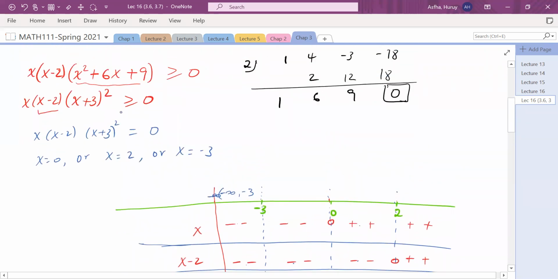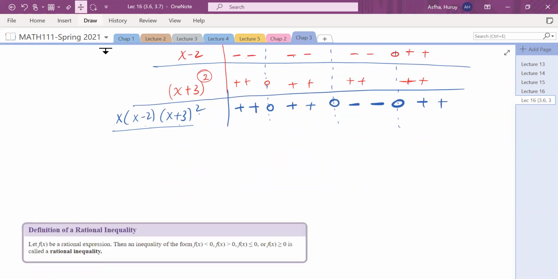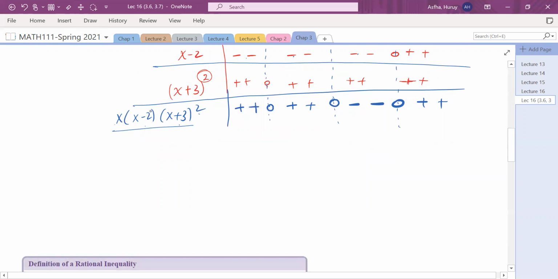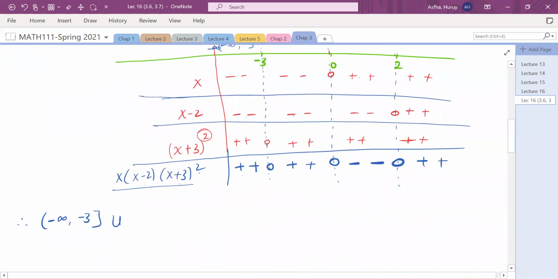Now, the question is, on which interval is this expression positive? That's what it's saying here. As you can see, this polynomial is positive at 3 different intervals. Therefore, the solution set is negative infinity to negative 3, union. I put a close bracket because we have greater or equal to 0. It's included.